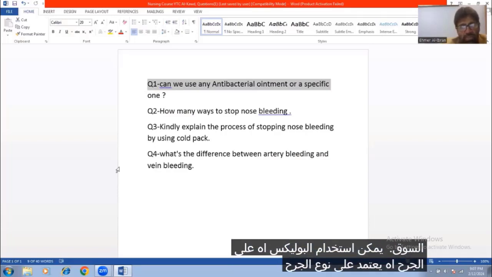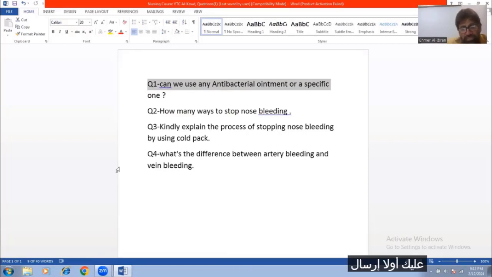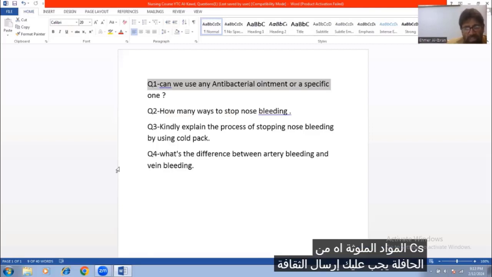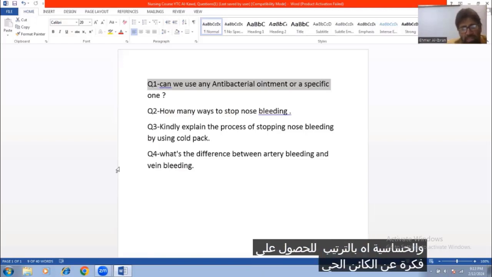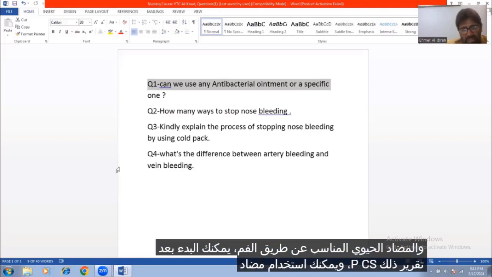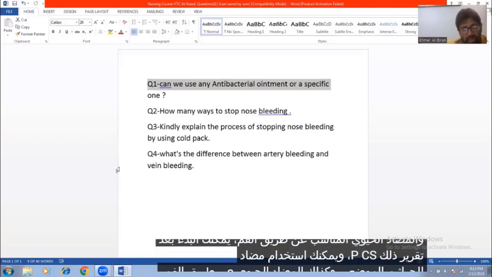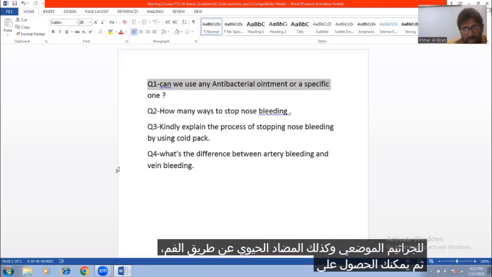It depends on which type of wound. As far as the antibacterial ointment is concerned, you must first send the pus for culture and sensitivity, the contaminated material from the pus, in order to get a clue about the organism. The appropriate oral antibiotic you can start after the report of that pus culture and sensitivity. You can use topical antibacterial as well as the oral antibiotic. Then you can get good results.